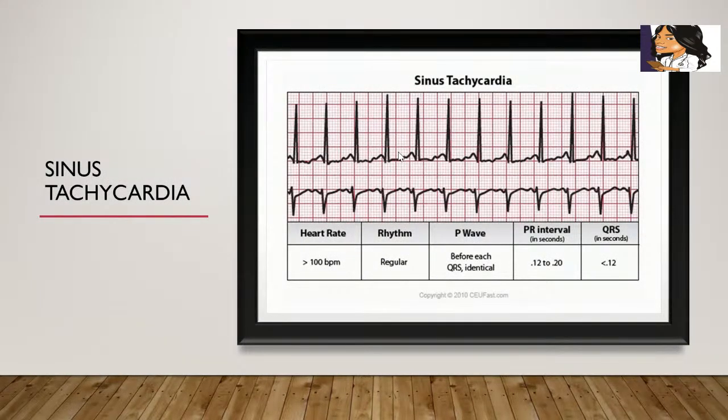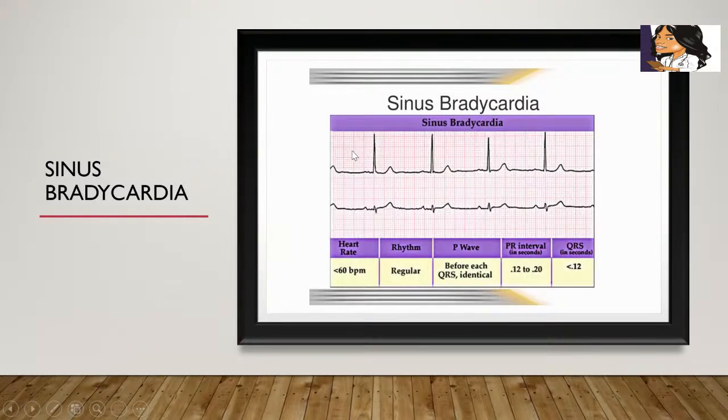But when we have sinus tach, guys, remember the heart rate is greater than 100 beats per minute. That can be an issue, especially if the patient is symptomatic. The rhythm is regular, the P wave is before each QRS, they're identical. The PR interval is fine. The QRS interval is fine. It's just the heart rate is greater than 100. So we're always asking, is the heart rate causing the patient to faint? Is this why the patient is having dyspnea on exertion? If the patient is symptomatic, it's a problem.